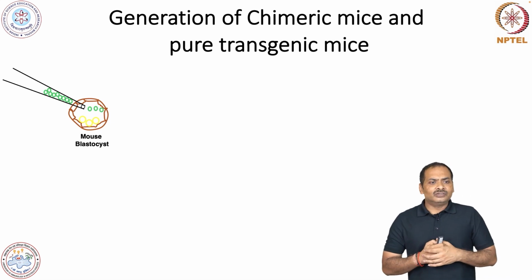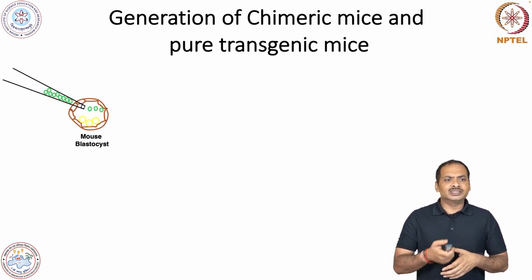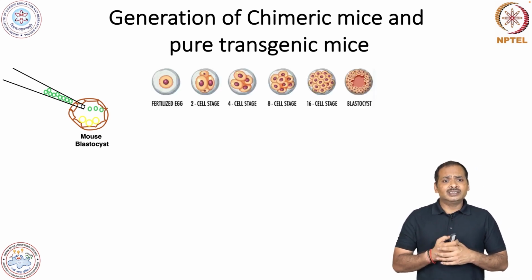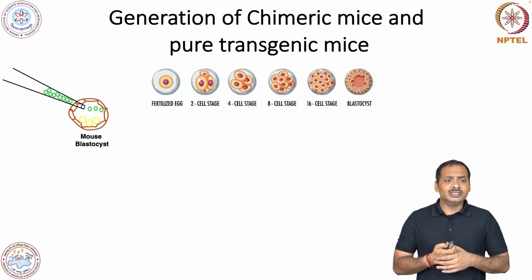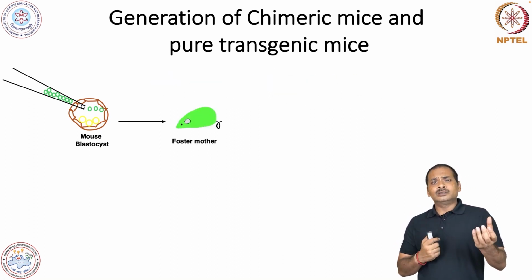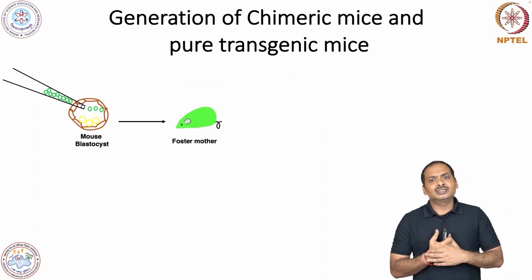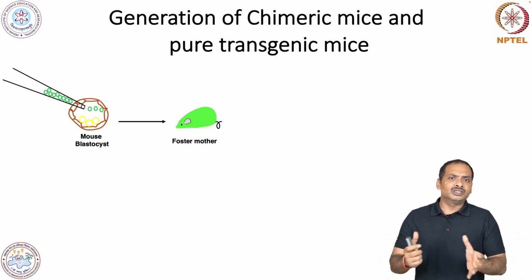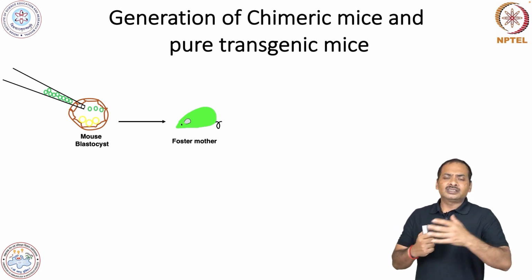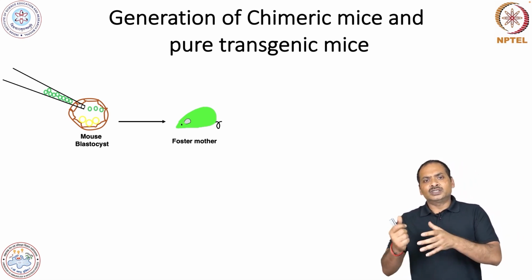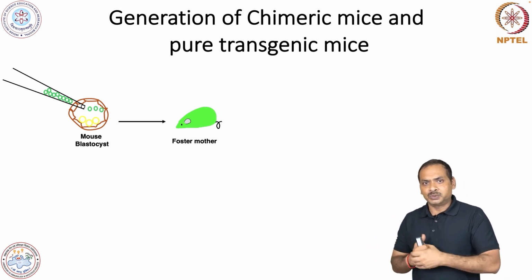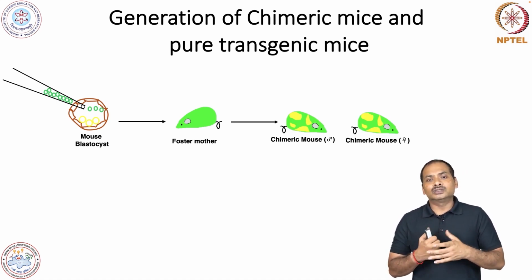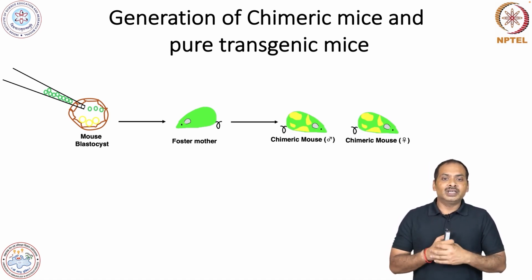After that, we introduce these mutant cells into the blastocyst, which is derived from another mouse. This is a blastocyst, as you have seen in the previous slide. Then you perform surgery in a foster mother, which is hormonally prepared to take this blastocyst and carry it through further development up to the pups. You incorporate it into the foster mother, and then this foster mother will give birth to a chimeric mouse, which may be male or female.